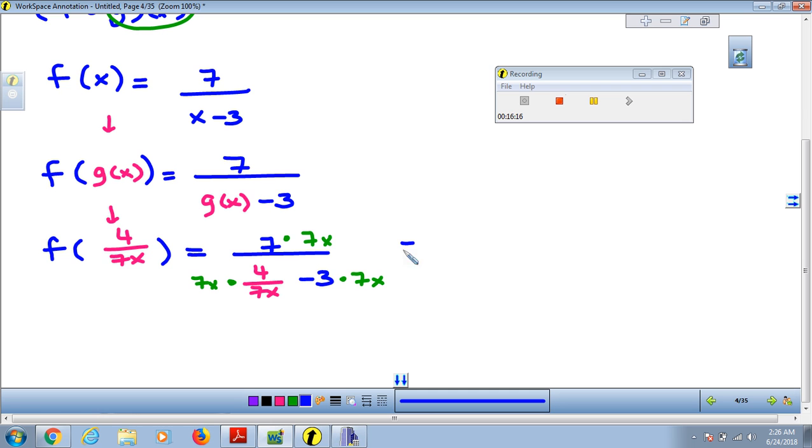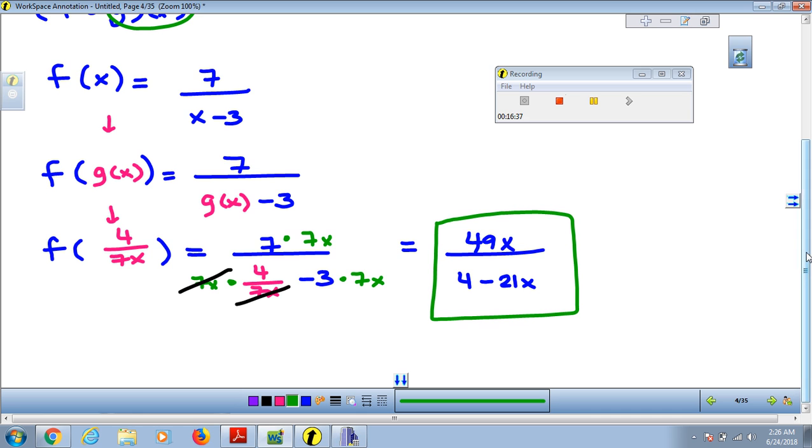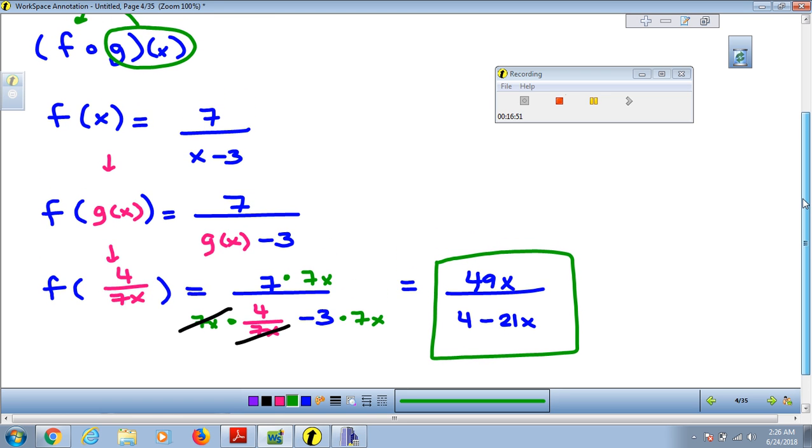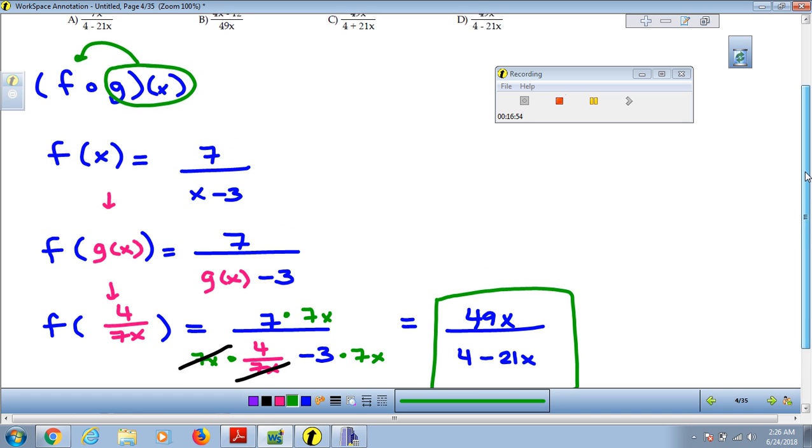So then this would be 49x on the numerator. Remember that the purpose of doing the multiplication times 7x is because I want to cancel this denominator with this expression. So then this is what I end up with on the denominator, and this would be my answer. And this cannot be simplified any further. If you see the 49 on top, the 4, the 21, if these 3 numbers were divisible by a common number, I would divide them all just to make them smaller. But in this case, it's not possible.